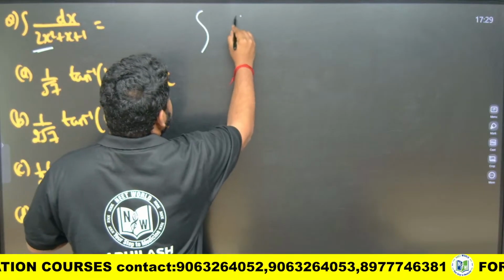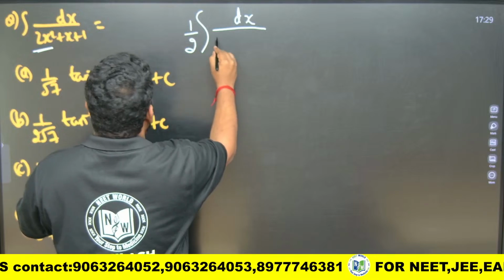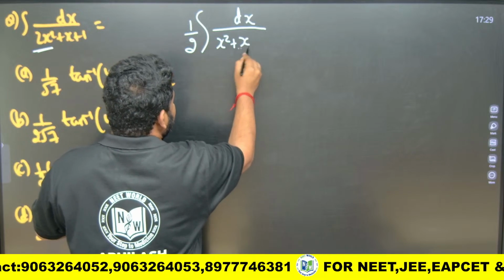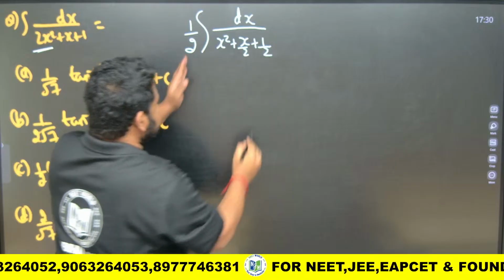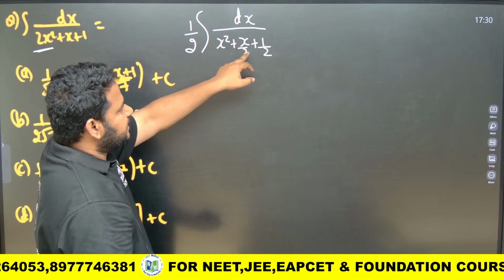I can take the 2 outside, so this will become dx by 2 times, this will become x square plus x by 2 plus 1 by 2, correct? Because I am taking 2 outside. 2x square plus x plus 1, if I take 2 common, this will become x square plus x by 2 plus 1 by 2.